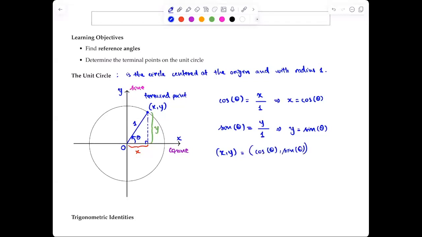There's another name for this type of point. It's called the reference point, which later on leads me to the definition of reference angles. But for now it's reference points. Again, a reference point consists of two components, x and y, where x is equal to cosine of theta, and y is equal to sine of theta.